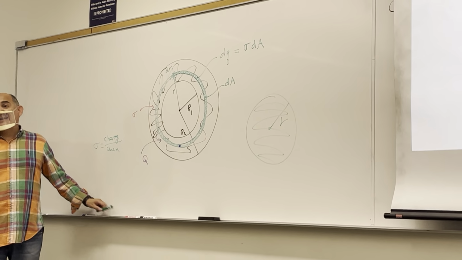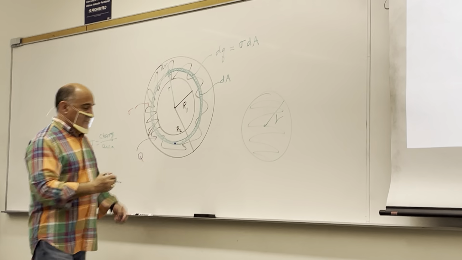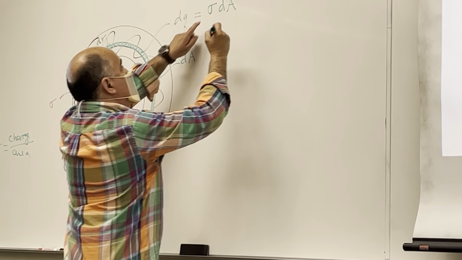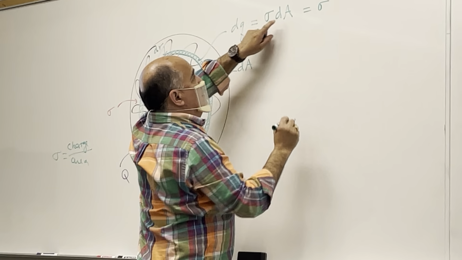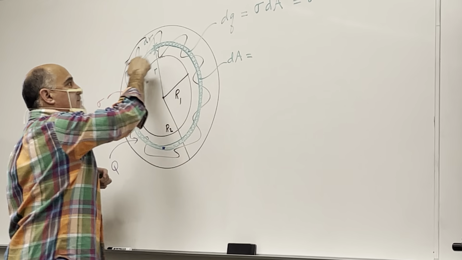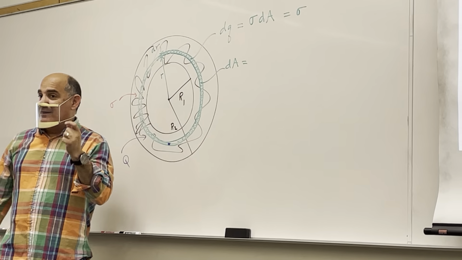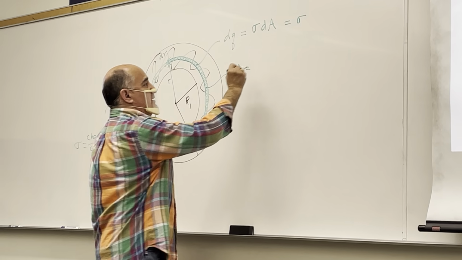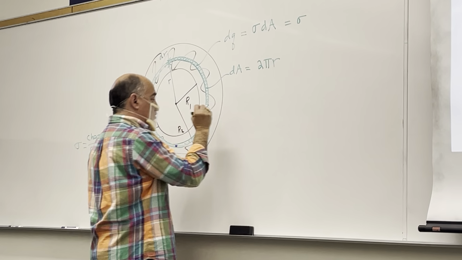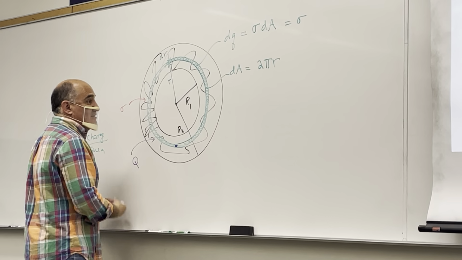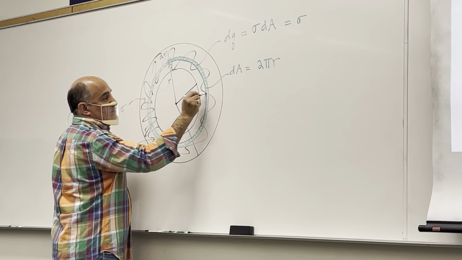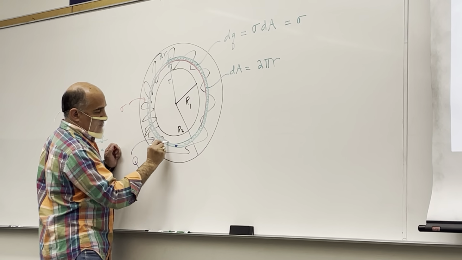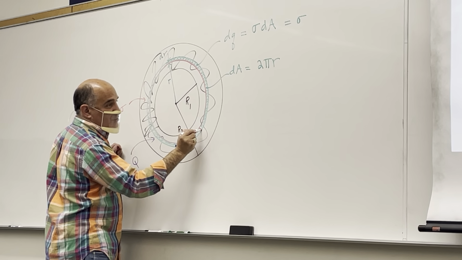Now let's deal with that area. What is that area? This is sigma, it's constant, but what is the area of this ring of radius r and thickness dr? Well, that's 2 pi r dr. That 2 pi r is the circumference of the circle, right? And if you multiply that length by the width, you get the area.